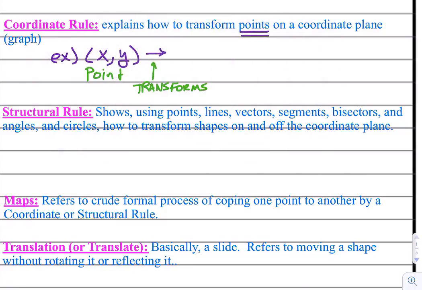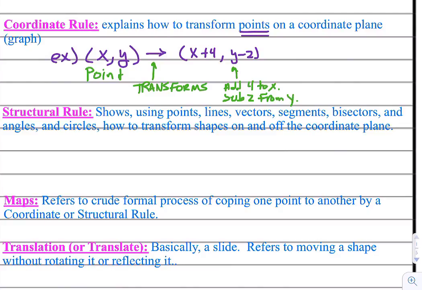Okay? And then we have to give it a second part, and we have to identify how it transforms. So let's say this transforms by x plus 4, and then y minus 2. Okay? And so that literally means we're going to add 4 to x's, and then we're going to take 2 away from y. So subtract 2 from y's.